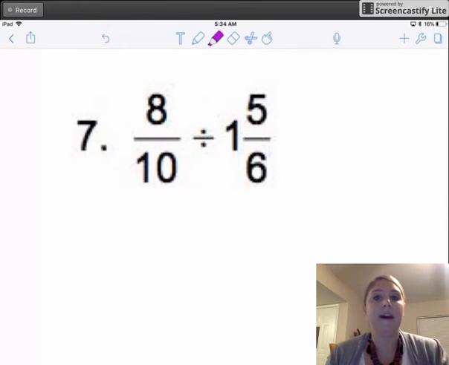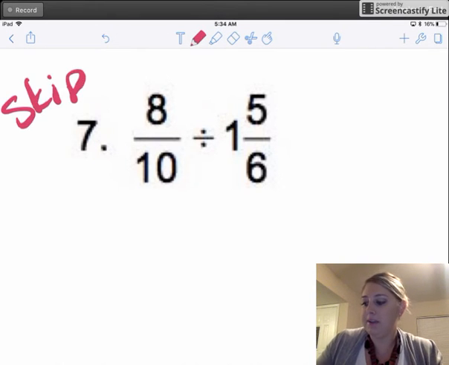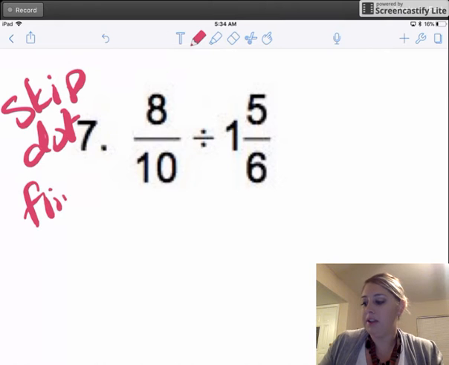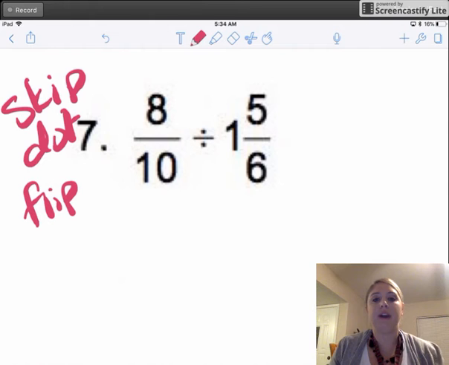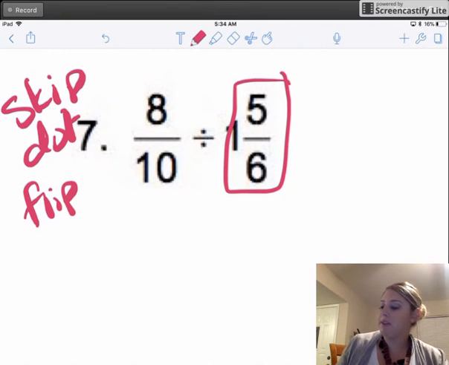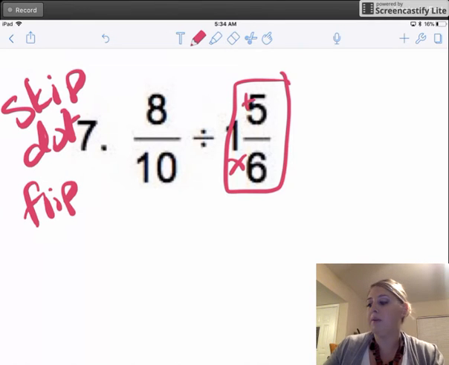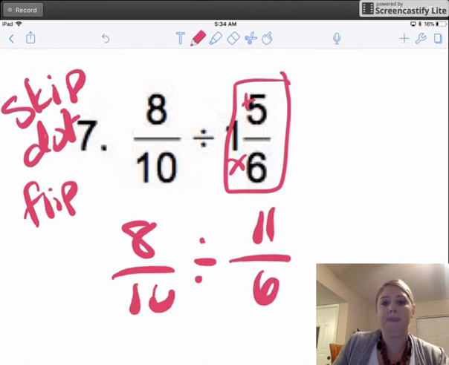Now we are dividing mixed numbers. So don't forget, our strategy for dividing is skip dot flip. That's our strategy for dividing anything, any fractions. But here, before I do skip dot flip, let's make this MAD, just like we did with multiplying mixed numbers. So I have to make this MAD first, multiply and add. 6 times 1 is 6, plus 5 is 11 over 6. And then I'm just going to copy, copy, copy.